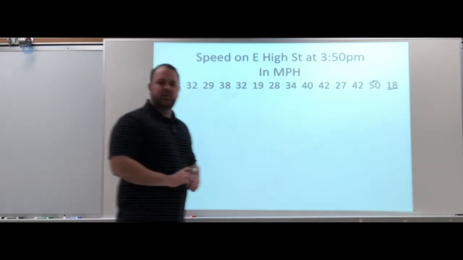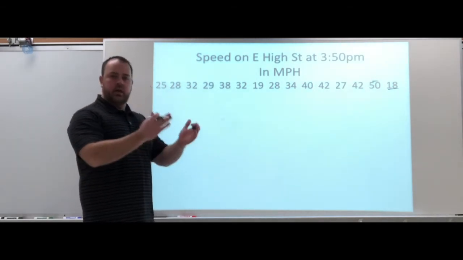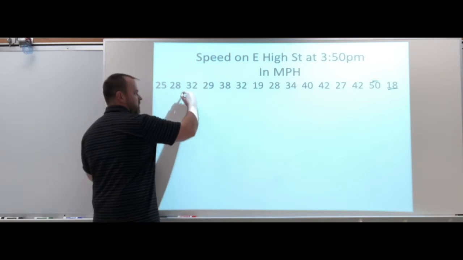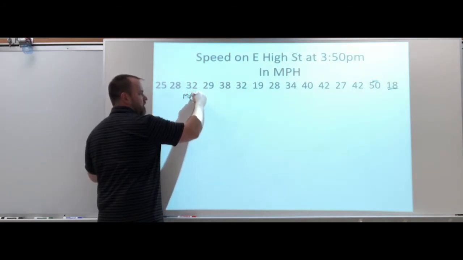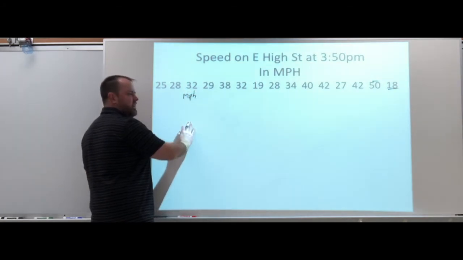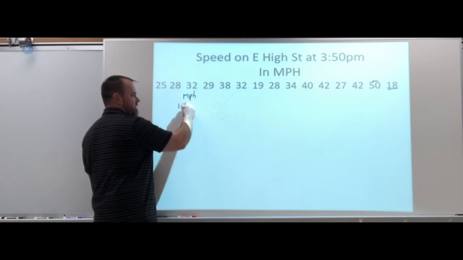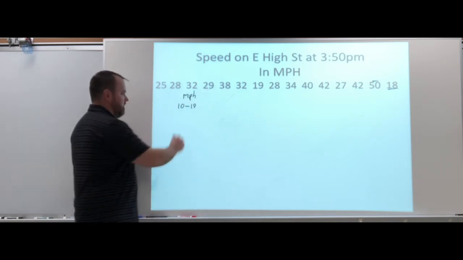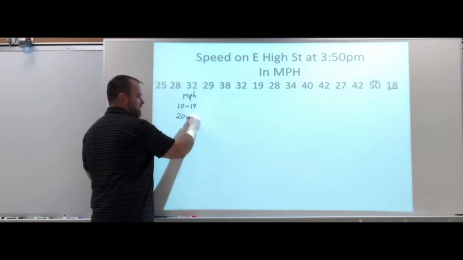Now what we need to do is put together a table to organize. Here are our intervals. How many fall into each interval? If we're looking at miles per hour, our lowest is 18. So let's start with 10 to 19 miles per hour. Then we're going to have 20 to 29.